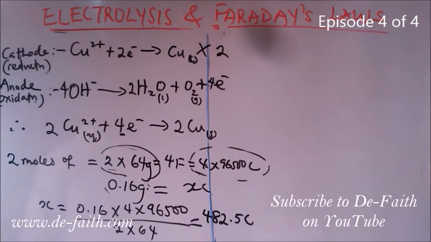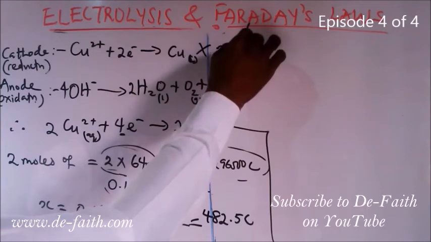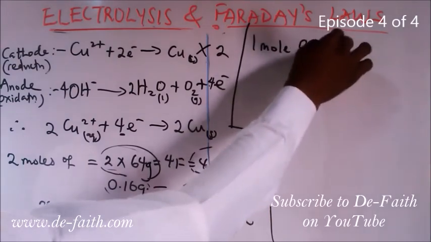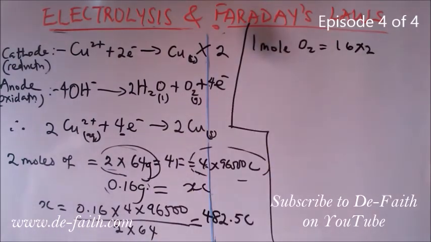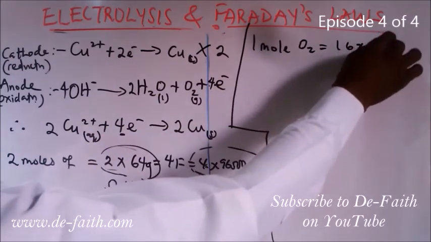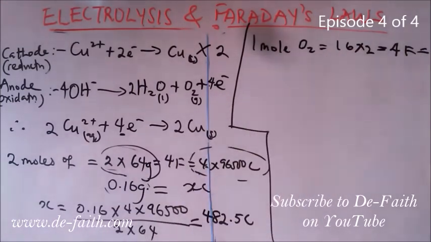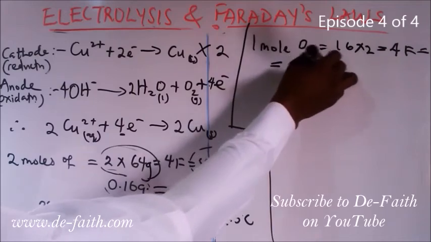That is what it produces. Next, when we look at this equation properly, we were told that oxygen gas was produced, and we are aware that 1 mole of oxygen gas which was produced here is equal to 16 times 2, because 1 atom of oxygen is 16. Hence, 2 atoms of oxygen is 16 times 2, and that's 32. Since we have 4 Faraday here, we relate it with 4 Faraday, and this also is equal to 22.4 dm cubed.